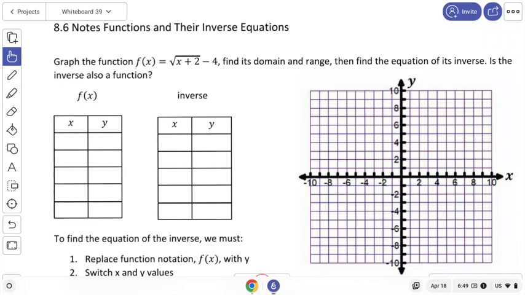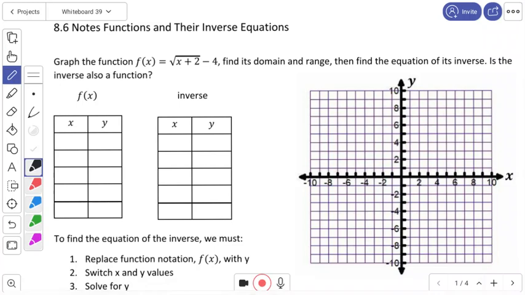The first thing that we want to do, whether you use your graphing calculator or just plug in random x values, is create a table. So I'm going to go ahead and fill those in for us. If we take the values -2, -1, 2, 7, and 14, like I said, you can either come up with these in your brain or you can graph the function and go to your table of values.